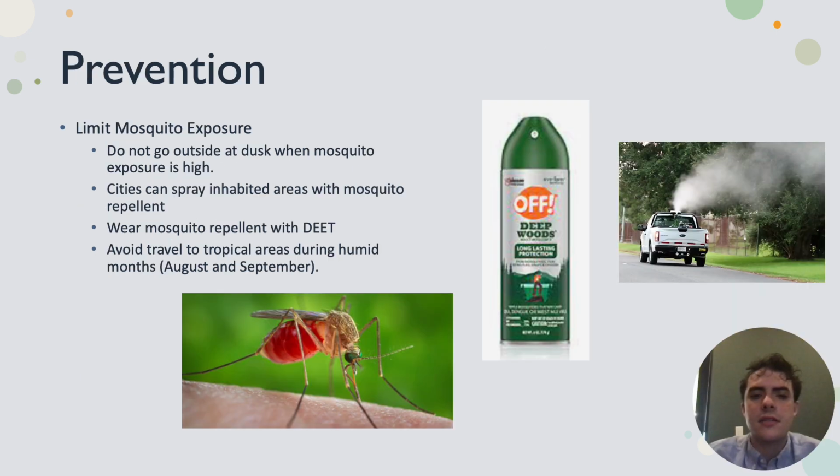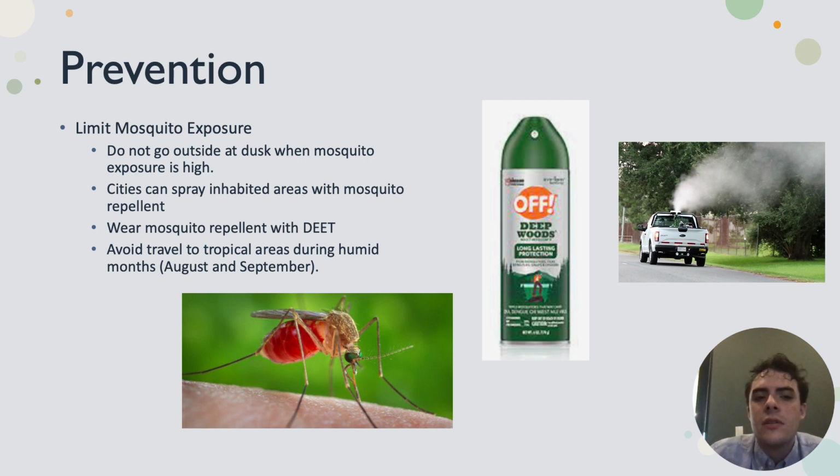The last thing that I'd like to talk about today are preventative measures that we can take in order to ensure that we do not become infected with West Nile virus. There are actually 3 very simple things that are very effective that we can do. The first is to refrain from going outside at dusk hours when we know that mosquito exposure is high. So this is going to be in the summer when humidity is higher and mosquitoes are more likely to be out and about due to water sources.